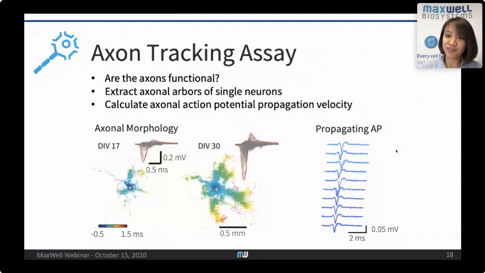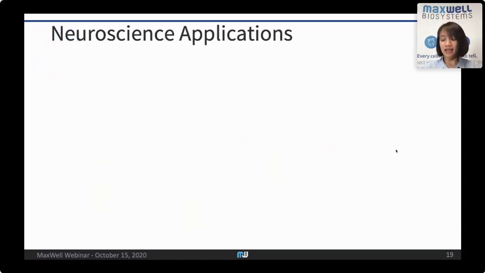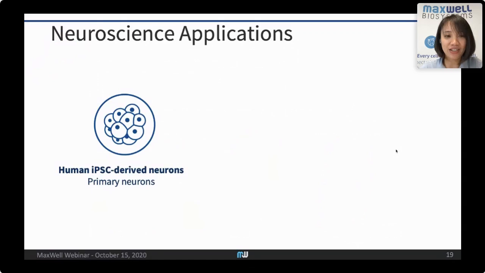For Silvia's results later, you can see these results for different cell types, and I'm excited to see these. So stay tuned. Okay, so what are the different neuroscience applications?